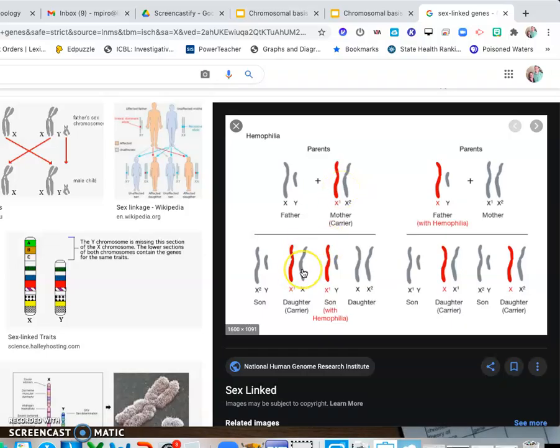And she needs to get an X with that condition from her dad, which means he would have the condition. So that would be like saying a hemophiliac father marries or finds and mates with a woman who is either a carrier or has hemophilia as well. And just the probability of that is slim. And so that's why we see more boys with it, because they only need a mom who's a carrier, whereas a girl needs mom and dad to have that gene.